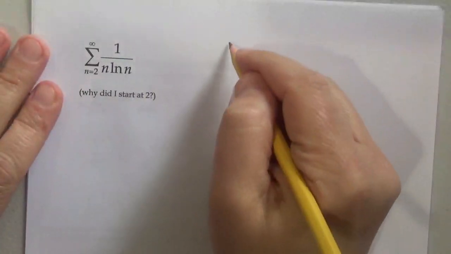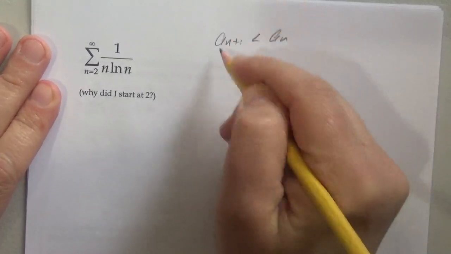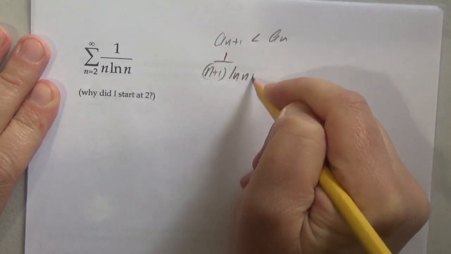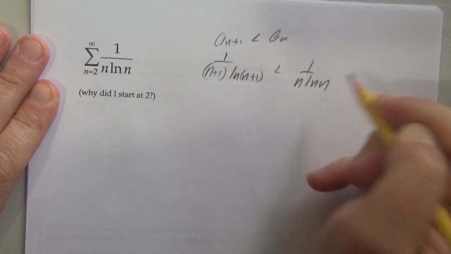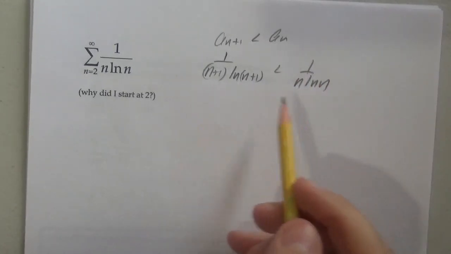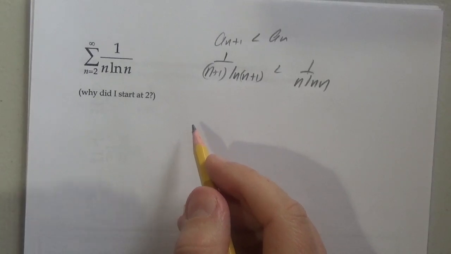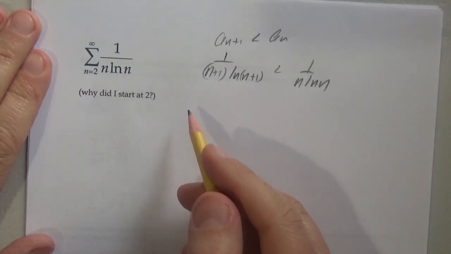So again, we need to show that this thing is decreasing, so a sub n plus 1 is less than a sub n. This is 1 over (n plus 1) ln of (n plus 1) is less than 1 over n ln n. Not real easy to show that this thing is going to be decreasing. Can't really do it by playing around with some inequalities. I really have to use some calculus here to get this derivative to work.